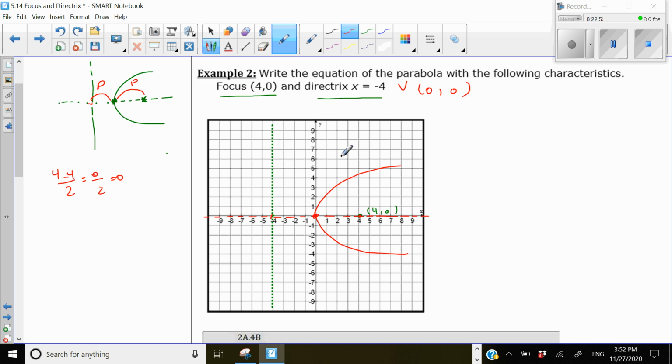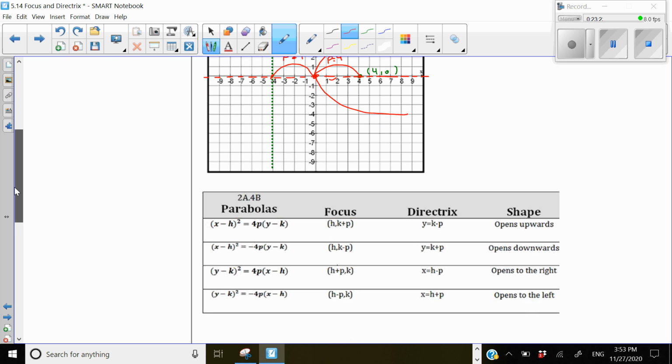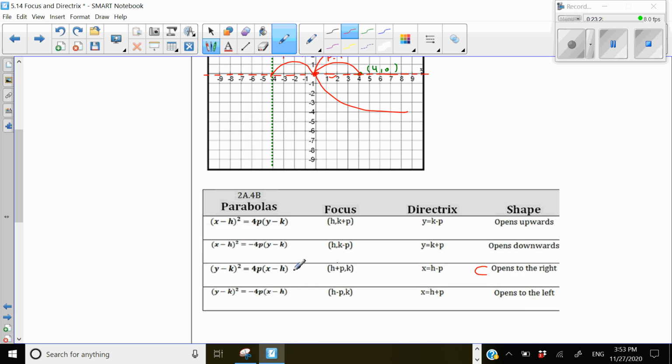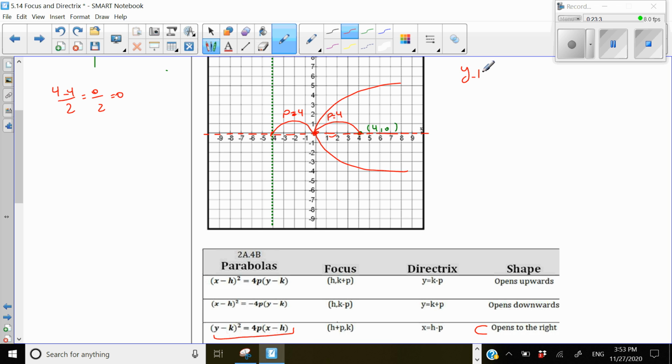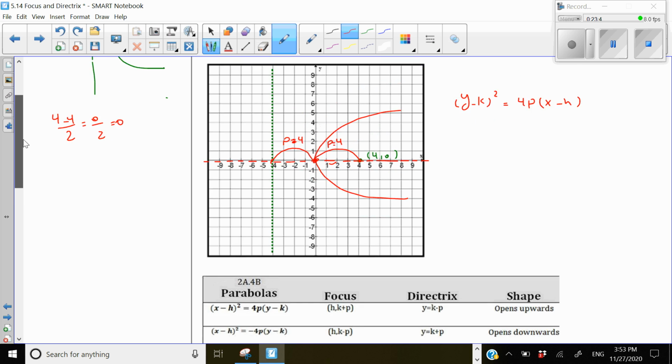Okay, I need to find one more thing, and that's the p-value. What is the p-value? This distance, 1, 2, 3, and 4. So that's the p-value. And also the other way, p is going to be 4. Once again, I ignore the direction, so I'm just going to write p as a positive value. So p is 4. Now, what does the equation look like? It's facing to the right side, so this will be the equation: y minus k squared is equal to 4p times x minus h. Okay, now let's just replace whatever we have here.